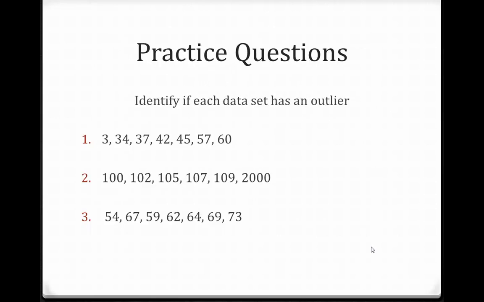Here's 3 practice questions. I want you to look at these 3 data sets and identify any outliers that are there. Again, pause the video until you have got your solution, as the next screen will show those solutions. For number 1, the number 3 is an outlier. For number 2, 2000 is an outlier. And for number 3, there are no outliers, as all the numbers are closely packed together.